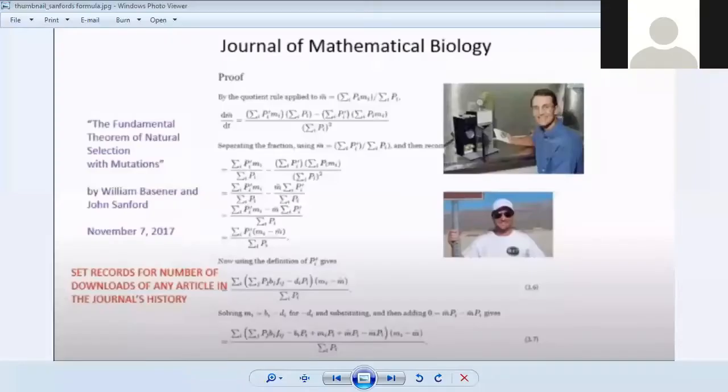I recognize what it is immediately. Let me just briefly share it on my screen. It was from the Journal of Mathematical Biology, and this was a part of the proof for the fundamental theorem of natural selection. That's Fisher's fundamental theorem of natural selection, amended to account for mutations. And that was published in a secular journal on November 7, 2017. I am informed that it set the record for the number of downloads for any article in the journal's history.